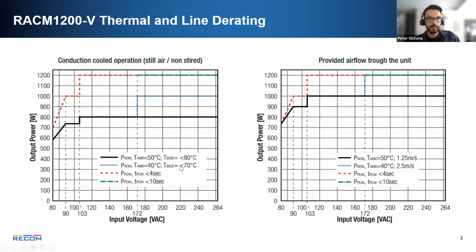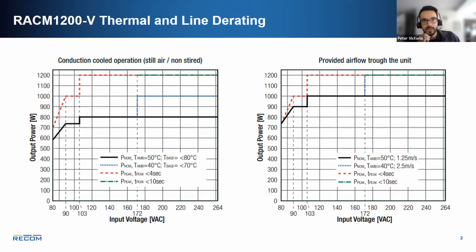Whether they're looking at the base plate temperature or the ambient temperature, there's a few different things. So this 1200 watt, right? What type of equipment does this go into? Like, what would this be used for in medical equipment?